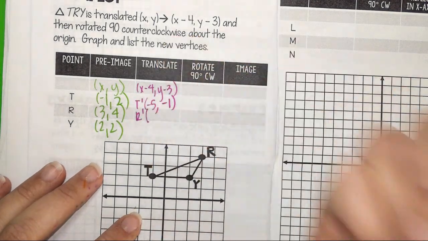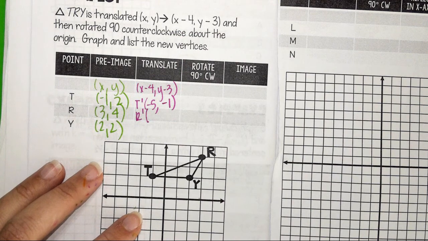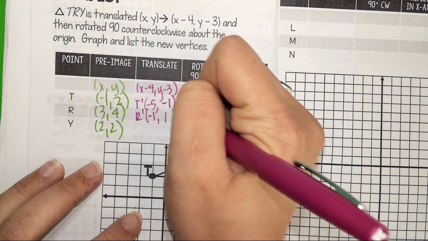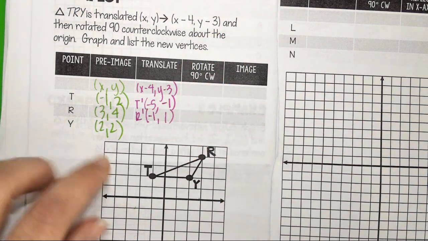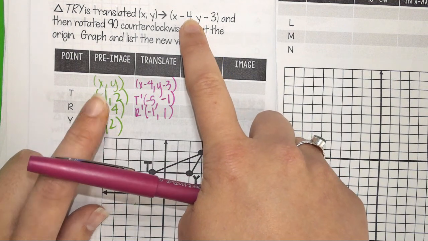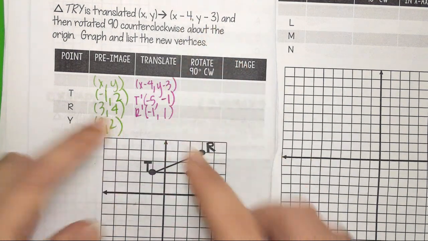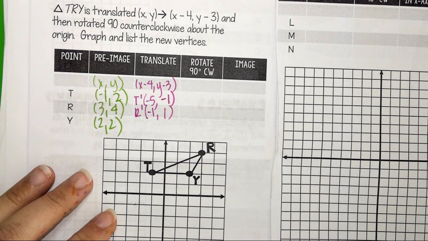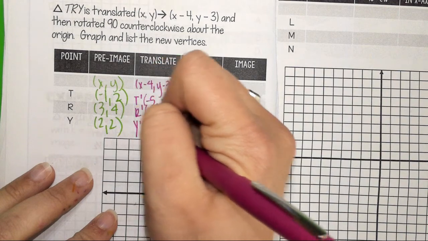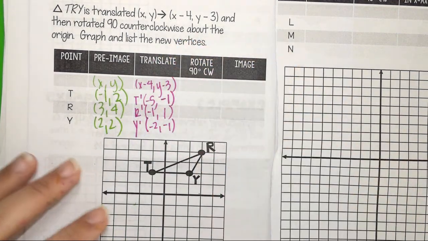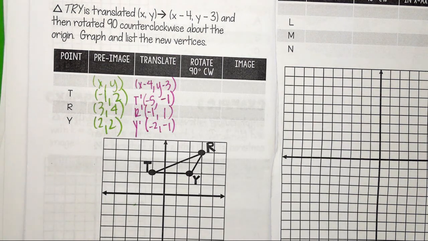All right, what is X? What is the X value for R prime? -1. All right, what's 3 minus 4? And what's 4 minus 3? All right, Y prime. -2, -1. Who can tell me why it's -2, -1 besides Brinley? And Brinley, you get a point. Because you're subtracting. Raven.